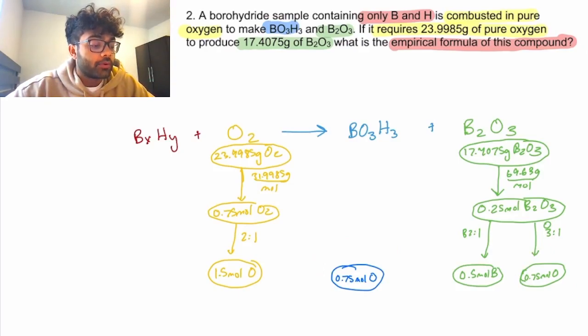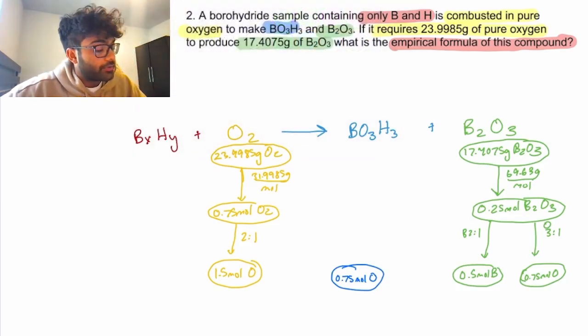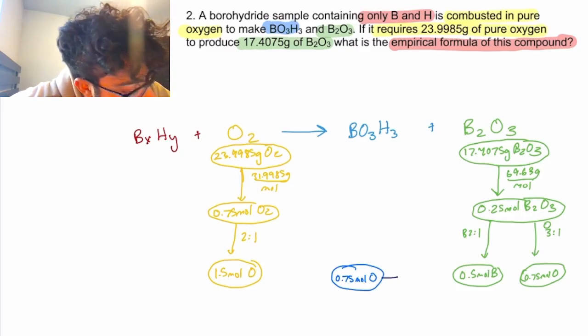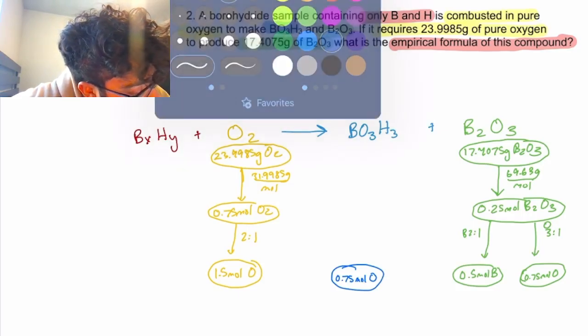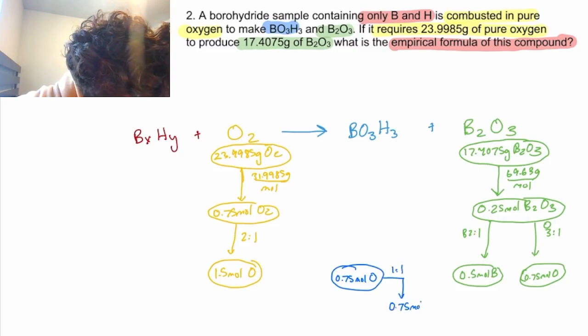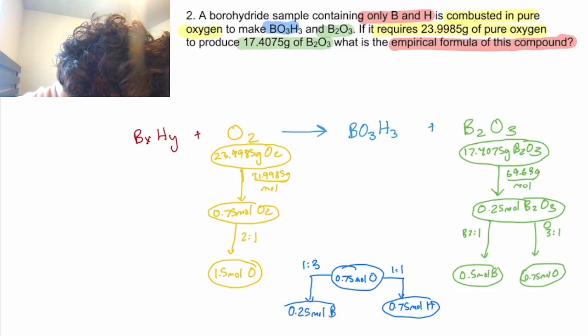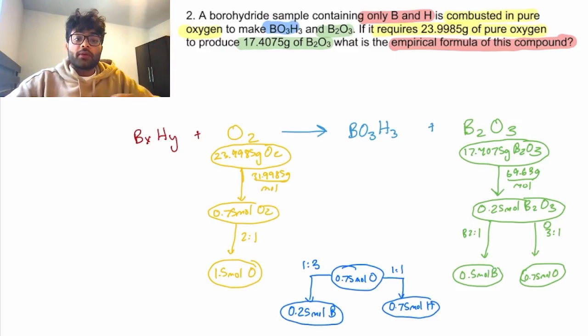Now, we want to get borons and hydrogens, so let's do that. We know that in BO3H3, our hydrogens and our oxygens are in a 3-to-3 or 1-to-1 ratio, so we also have 0.75 moles of hydrogen. And we know that our boron is in a 1-to-3 ratio, so we have 0.25 moles of boron. So now we have all of our moles.